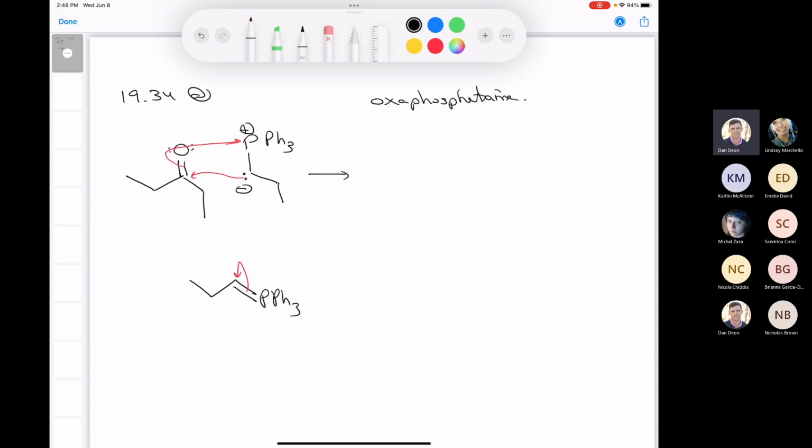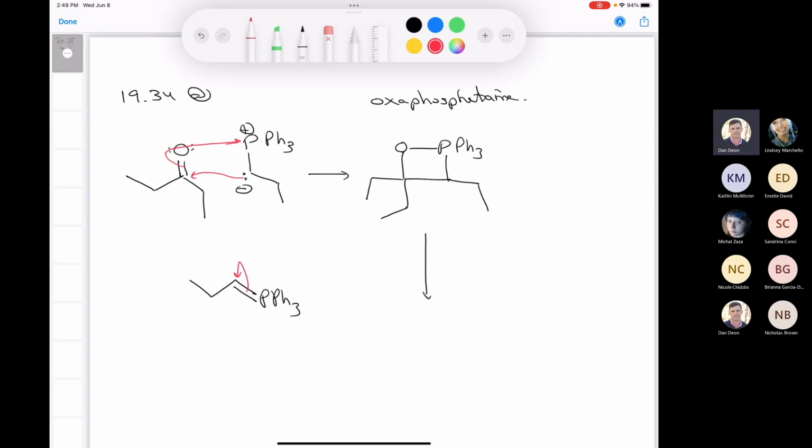All right, so let's draw the oxaphosphetane. It's a 4-membered ring that's got a phosphorus and an oxygen in it. On this carbon, we've got 2 ethyl groups like this. On this one, we've got this ethyl group over here, and then you still have the PPh3. You've got 3 phenyl groups coming off of there. So now we do the fragmentation.